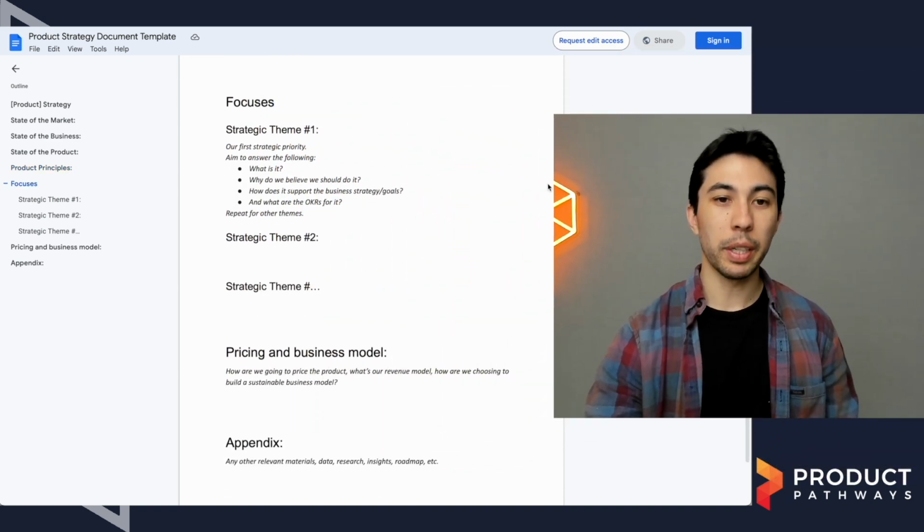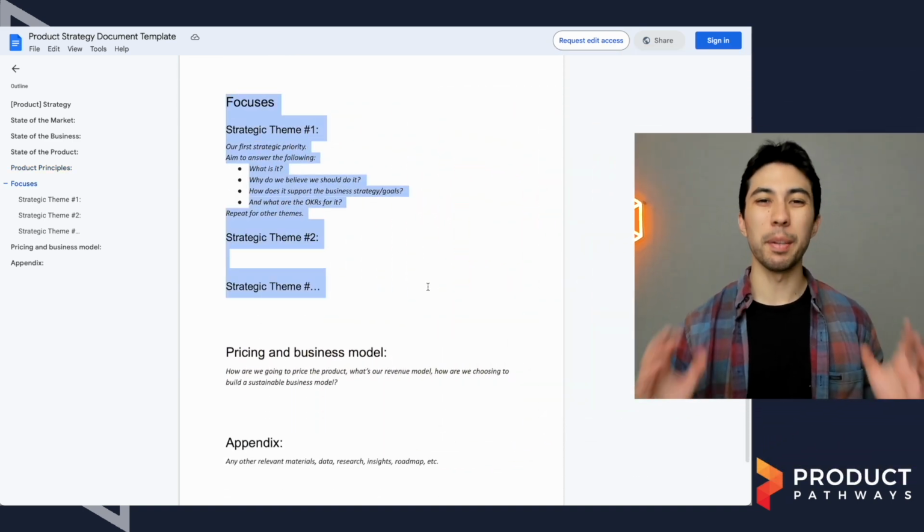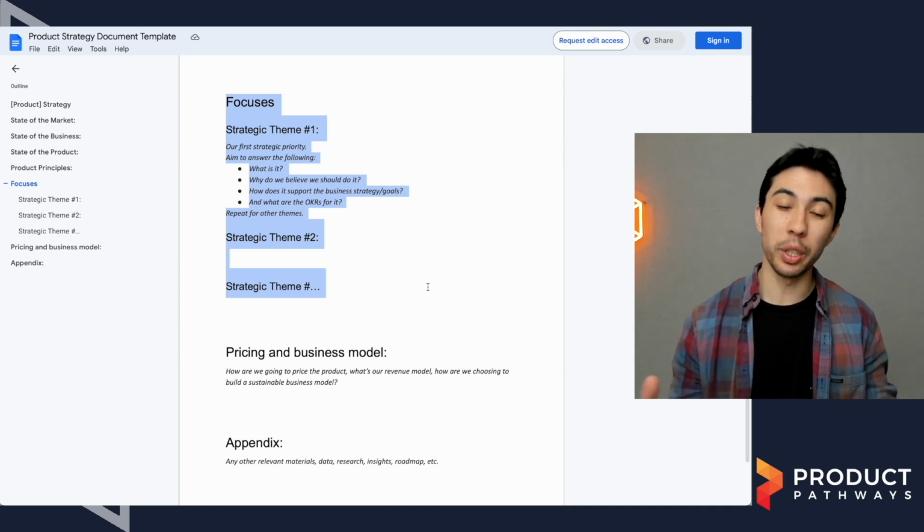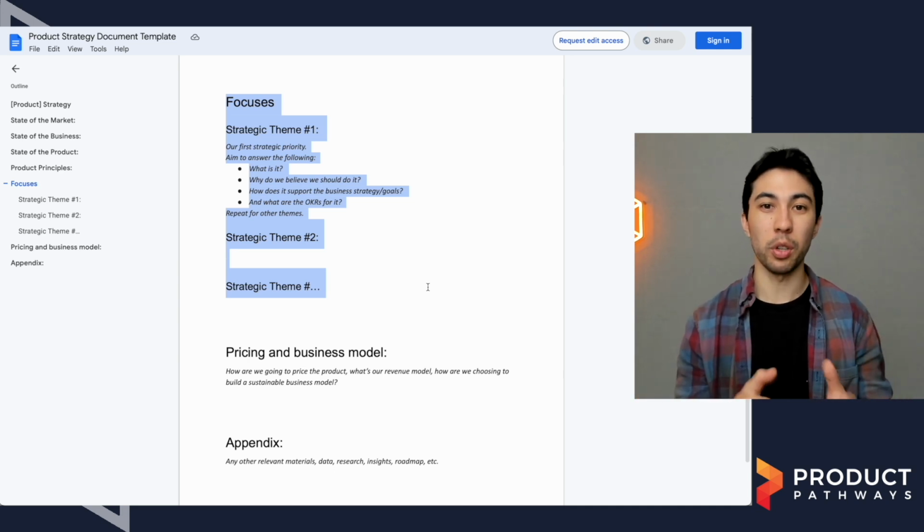The next section that we get into is our focuses. So this is the meat. This is the bulk of it. This is where you're probably going to spend, well, you should spend the majority of your time.